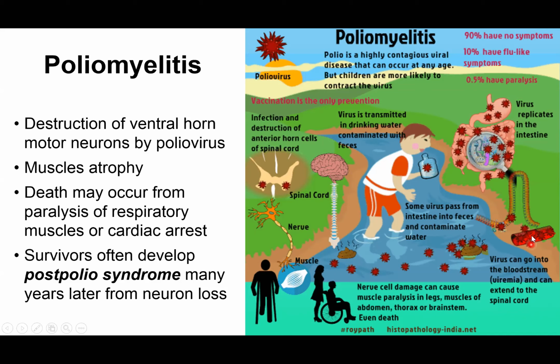And by entering the bloodstream, it can then eventually reach the spinal cord. And at the level of the spinal cord, the poliovirus is actually going to sit on these anterior horn cells or the ventral horn cells and start destroying them. Okay, and because this is a motor area important for executing functions of your muscles, that means these nerves are now damaged, and so now your muscles don't work properly. And so nerve cell damage can cause muscle paralysis in the legs, the abdomen, the thorax, or the brainstem, and can even lead to death.